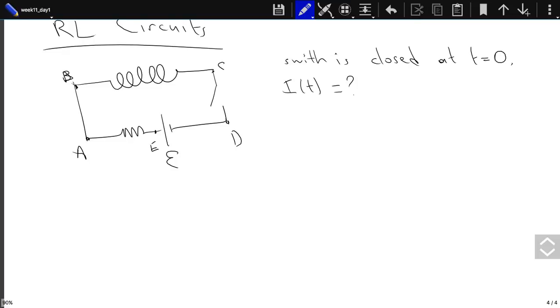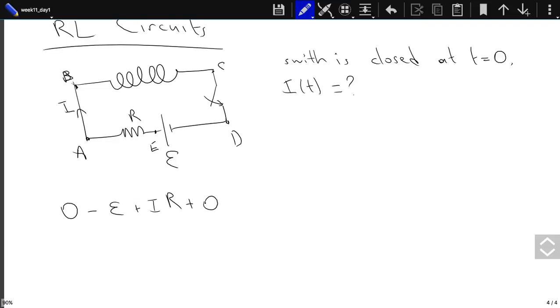Well, let's start from C to D. When you close the circuit, from C to D, what is the potential drop? 0. From D to E, minus epsilon. From E to A, let's say this is the positive direction of the current. So there is a potential drop, and that potential drop is I times R. Do you agree that it should be plus? Now from A to B, 0.